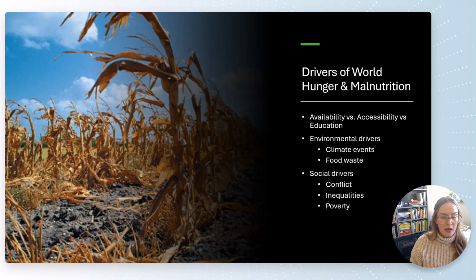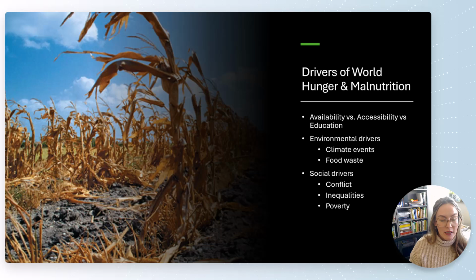Let's talk a little bit about the drivers of world hunger and malnutrition. We can see that food insecurity and malnutrition happen, and that the consequences are not great for our overall health. But why do we have these things? I wanted to take a minute to parse out the terms that we talked about just a few minutes ago, availability versus accessibility, and then add another component to that on education.